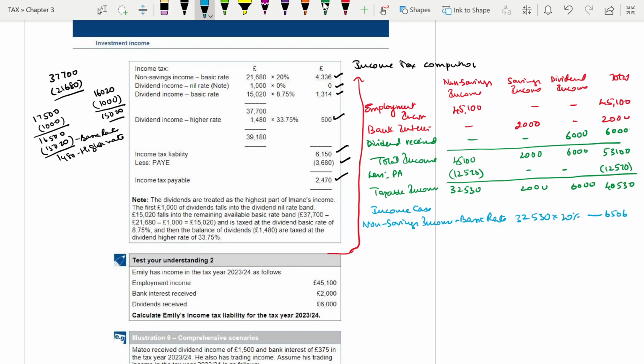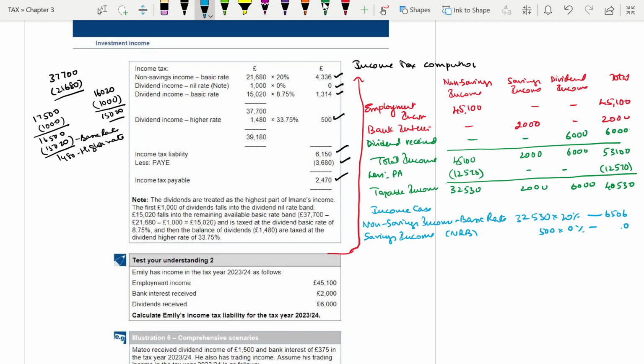Is it right? Now, savings income: because he is in the higher tax bracket, how much will he get? He will get a nil rate band of 500 at the rate of 0%. Okay, it comes to zero.